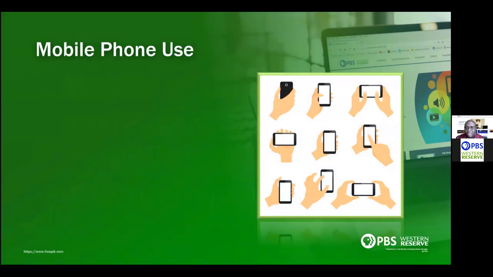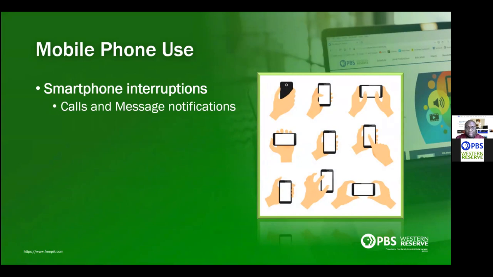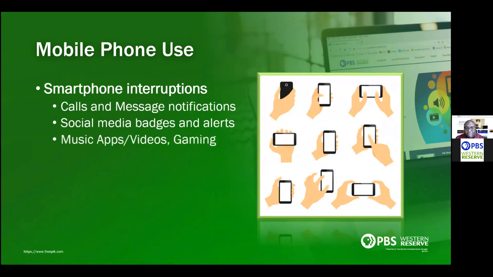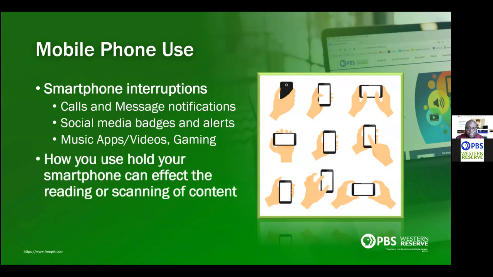Here are some images of how people use their phones. While you're using your phone, you have a lot of smartphone interruptions. You can have calls, message notifications, social media badges and alerts. If you've got Facebook or Twitter, you get that little red dot on the icon that might trigger you to see who said what. You've got music apps, videos, games. How you use your smartphone can affect the reading or scanning of content.